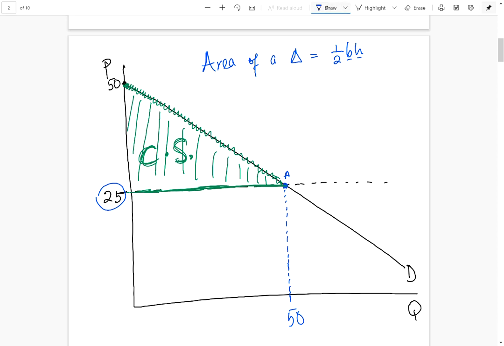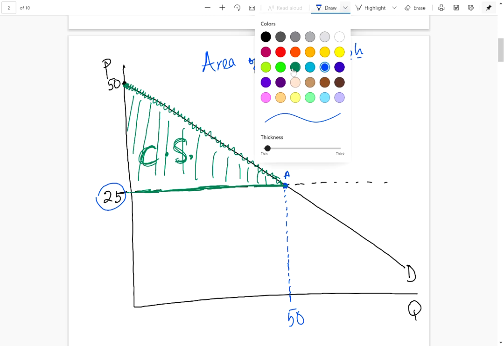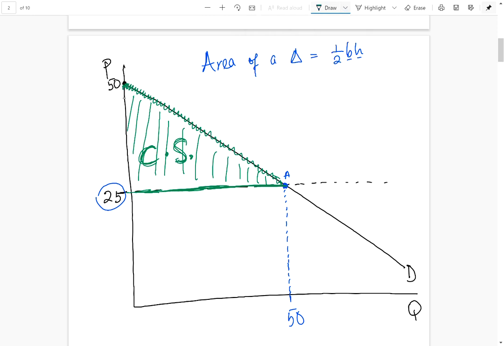All right, so now that we have our triangle, this is our consumer surplus area. The difference between what they're willing and able to pay versus what they actually pay. Consumer surplus. So this would be, for this example, half times our base, which would be this base of 50. So it goes from 0 to 50, right? 50 units are sold. Times our height. This would be our height.